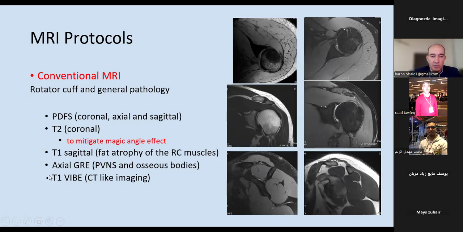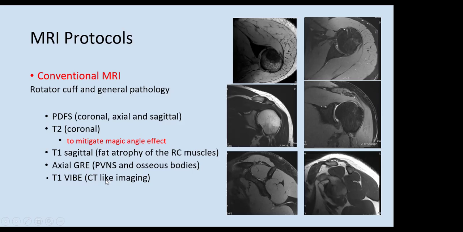We have started also using CT-like imaging, particularly for patients with shoulder dislocation, to assess Hill-Sachs lesion, to assess bony Bankart lesion. And there are different techniques that you can use to obtain CT-like imaging of the shoulder. The one we use is the T1 Vibe.